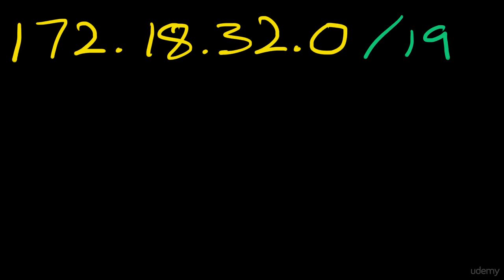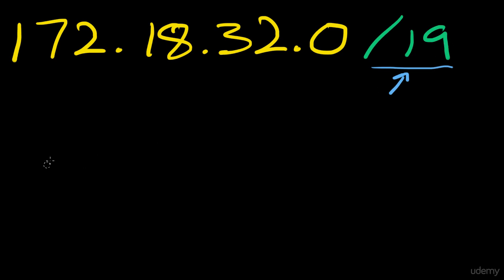Let's say we had a network ID of 172.18.32.0 with a prefix length of /19. How many IP addresses can we get with this network ID? Well, like I mentioned earlier, we don't actually need to know the network ID. The only relevant piece of information here is the prefix length. Remember, all we really need to know is how many bits we have in the host ID.